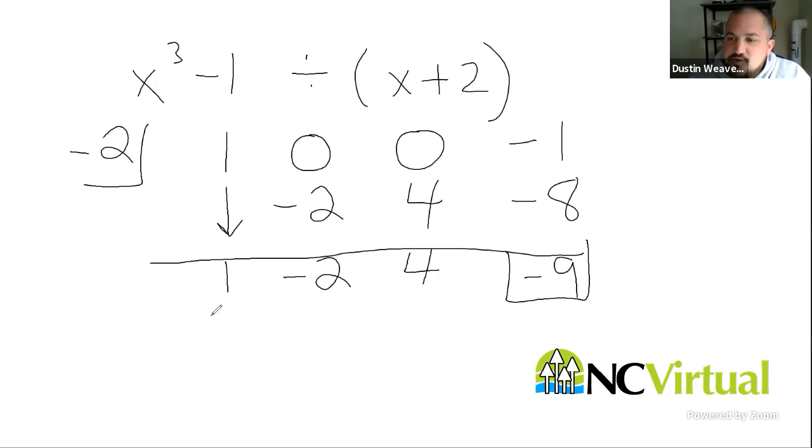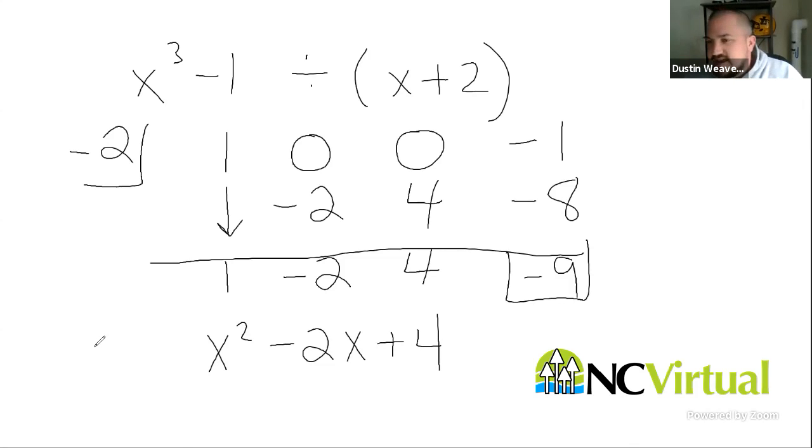Now we have to make that into an answer choice. The way we do that is we see that we started with x to the third power, so our answer is going to start 1 degree less. So that's 1x to the second power minus 2x plus 4. And then this negative 9 is our remainder, so we write it over what we're dividing by, which is x plus 2. We end up with x squared minus 2x plus 4, and then minus 9 over x plus 2.